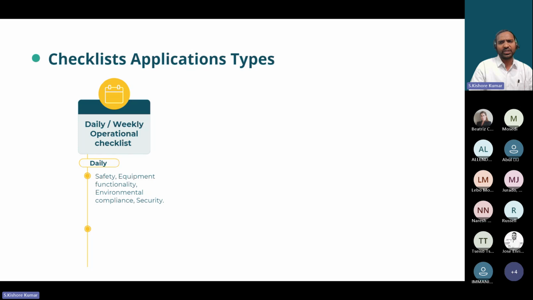A weekly operational checklist also covers tasks that are performed less frequently than daily, but are still crucial for maintaining long-term operational integrity. These tasks often involve more in-depth inspections, preventative maintenance, testing of safety systems, and monitoring of environmental controls. The goal is to ensure that all systems are functioning correctly and to identify any potential problems before they lead to downtime or safety incidents.